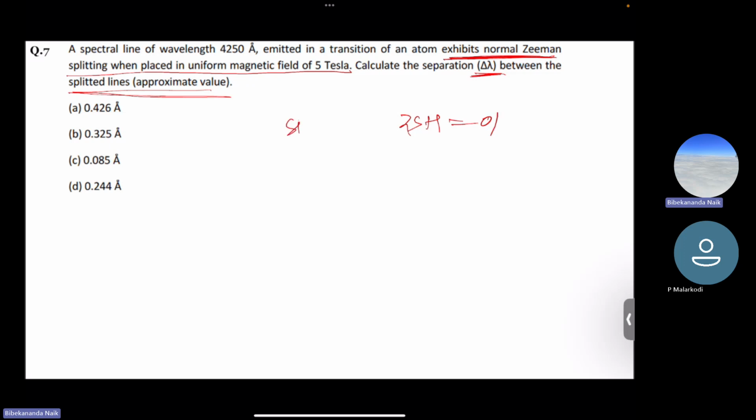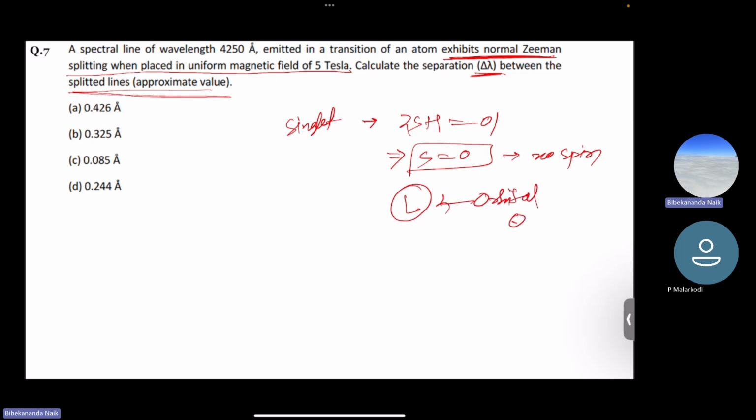For a singlet state, singlet means its multiplicity is 1. So if 2S plus 1 is 1, then S will be 0. So there is no spin, and we don't need to consider any spin. Here we need to consider only the orbital quantum number L. In that case, each spectral line in the absence of a magnetic field gets split into 3 equally spaced spectral lines. So one transition will get split into 3 equal transitions.